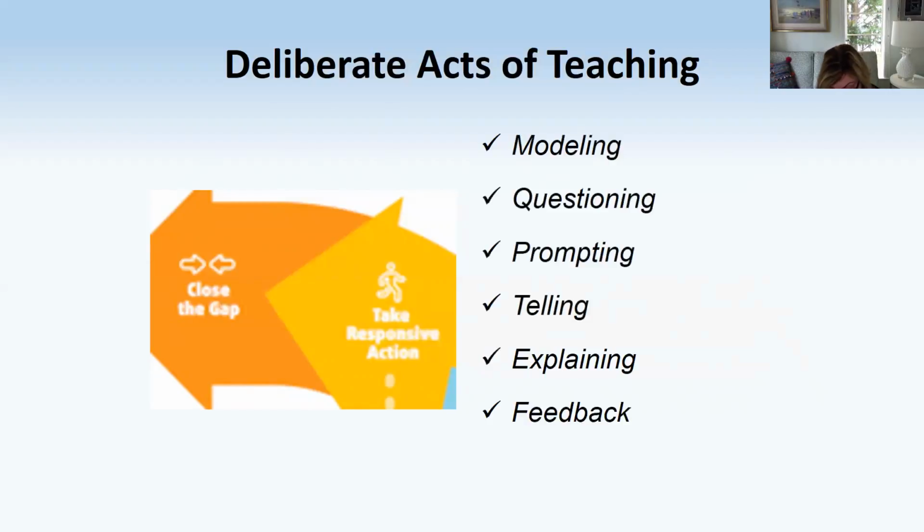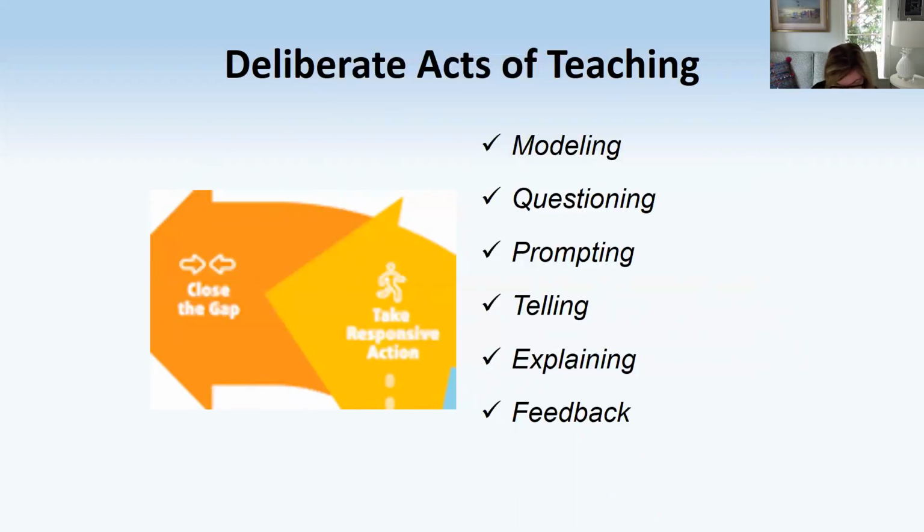So does the evidence tell me that I need to do some modeling? Or can I ask a question or give the student a prompt that's going to push them or nudge them into the next step of this learning? Do I need to explain something? Telling, of course, should be used very judiciously, mainly as a way to keep the momentum of learning going. And then, as I mentioned earlier, the idea of feedback is so critical in formative assessment, descriptive feedback.